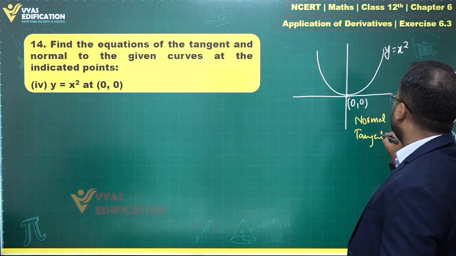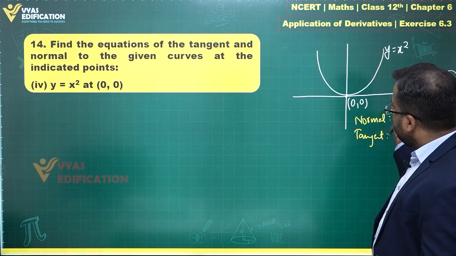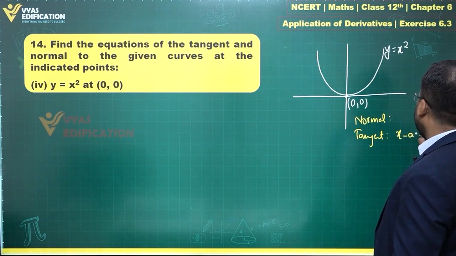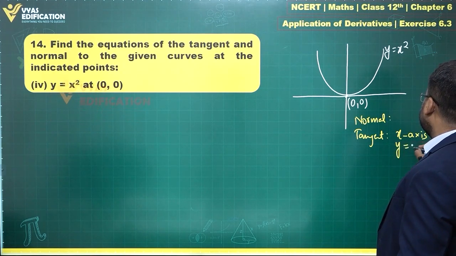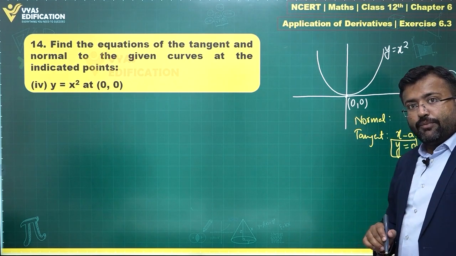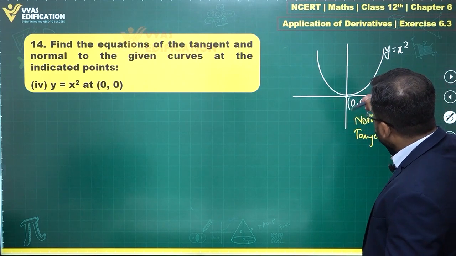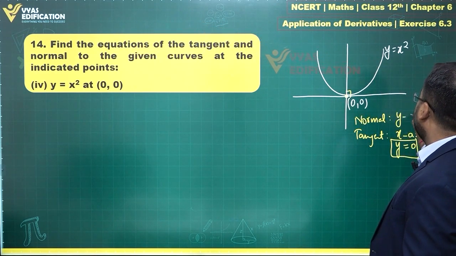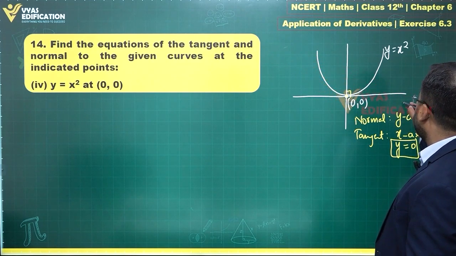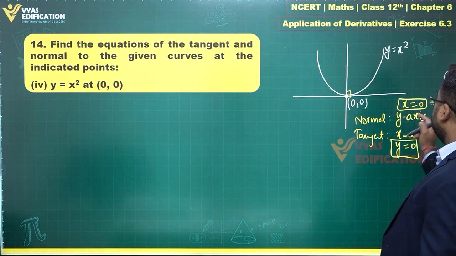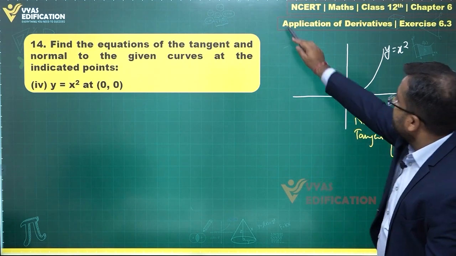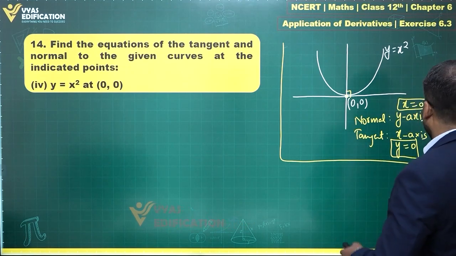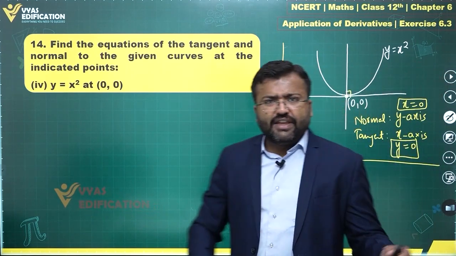Do you observe that at 0, 0, this x-axis is the tangent. Tangent is x-axis, and the equation of this x-axis is simply y equals 0. And what about the normal? Normal is the line perpendicular to this tangent at this particular point, which is the y-axis. And the equation of y-axis is nothing but x equal to 0. This is the equation of normal. Now, this is something which we can note directly from the graph, but what about calculations? Let's do some calculations and prove that yes, this is the case.